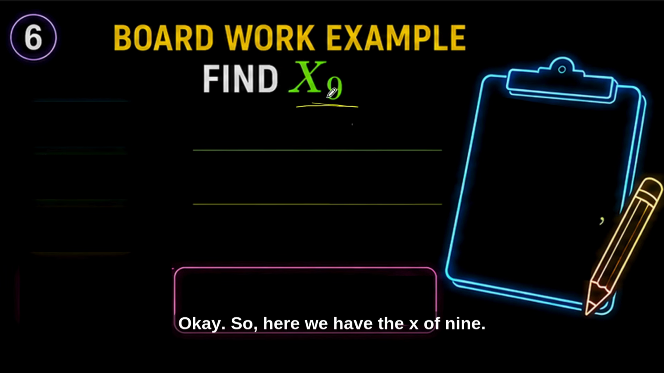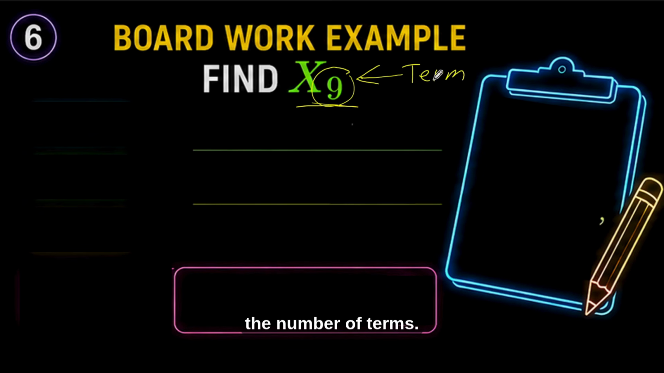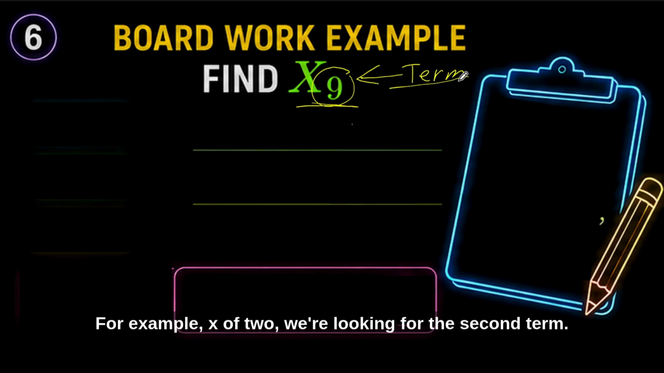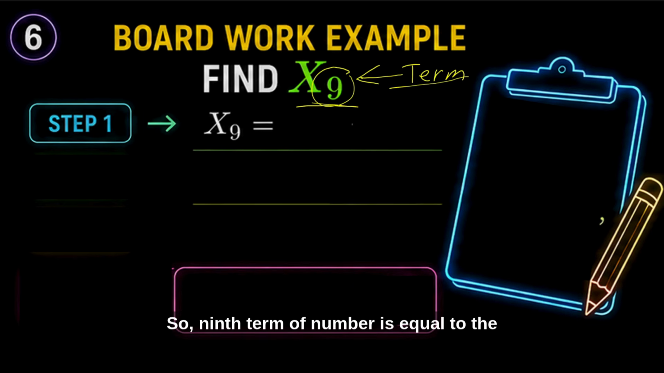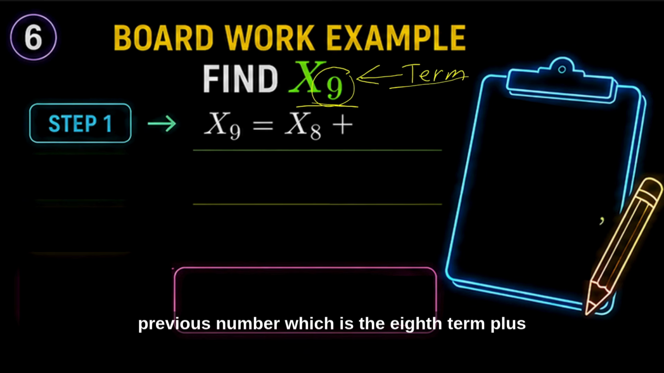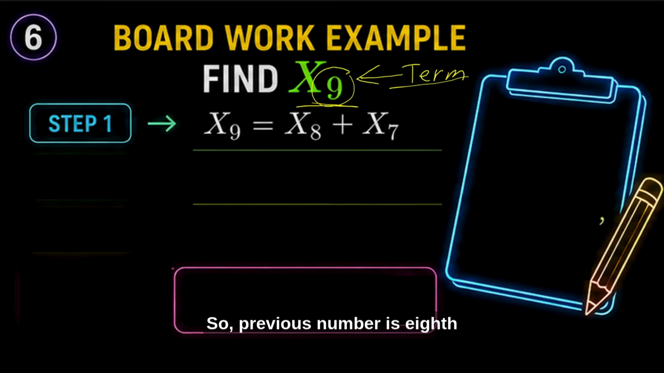Okay, so now we want to find the ninth term. Here we have x of 9. We're going to look for the ninth term. By the way, the 9 here will represent the number of the term. For example, x of 2, we're looking for the second term. So now, let's see whether we can use the rule. The ninth term is equal to the previous number, which is the 8th term, plus another previous number, the 7th term.